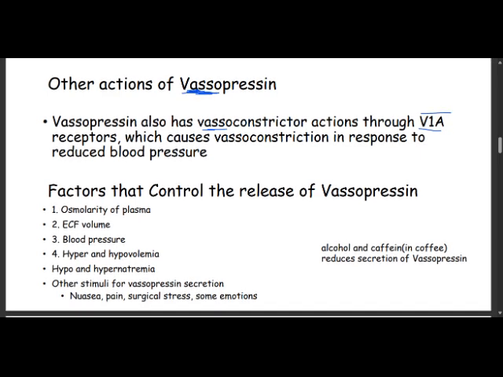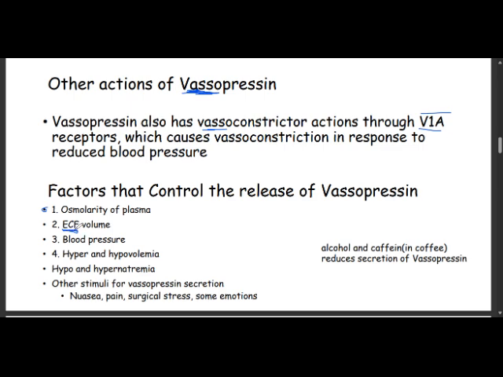So there are factors that control the release of vasopressin. Okay, number one, osmolarity of plasma. This one is what we've just been explaining: high tonicity, low tonicity. Now, secondly, we have the ECF volume. ECF volume also plays a role. Extracellular fluid volume or plasma volume, blood volume, the one you're thinking about.